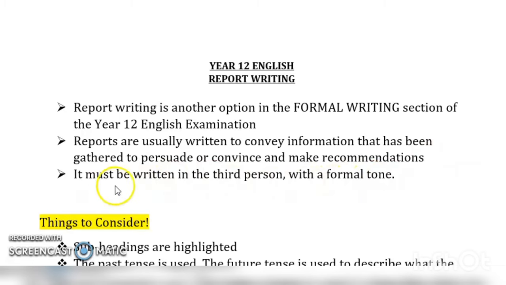All right, another thing is it must be written in the third person with a formal tone. So third person as in there are no personal pronouns. Personal pronouns include I, we, us, ours. So you need to remove yourself and it has to all be in third person with a formal tone.